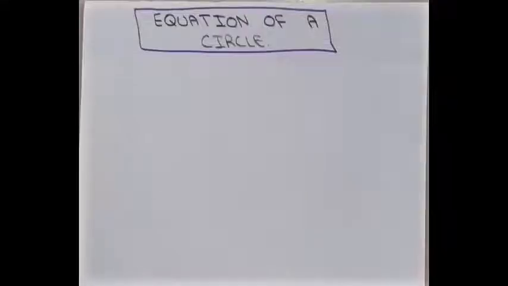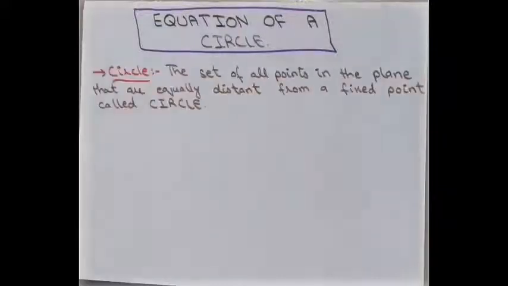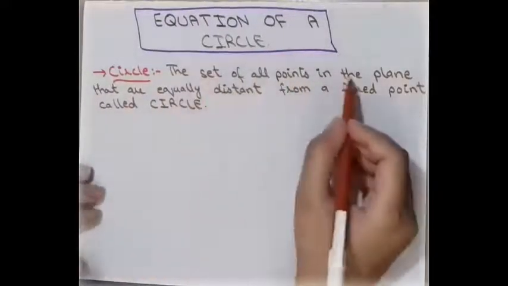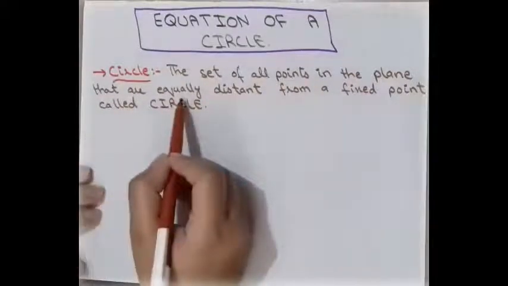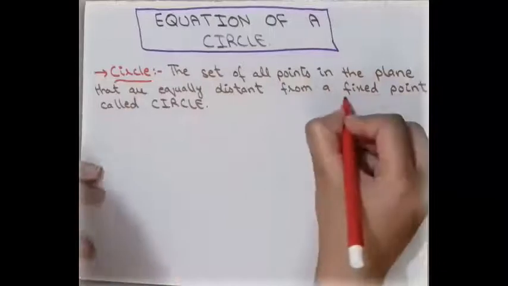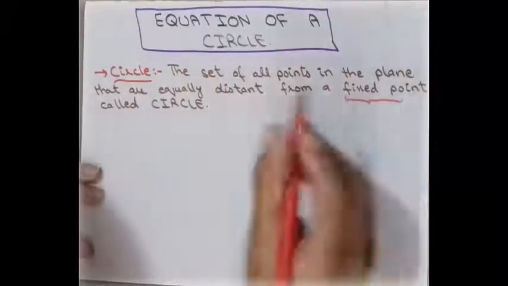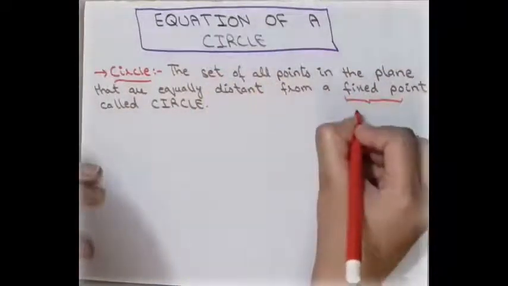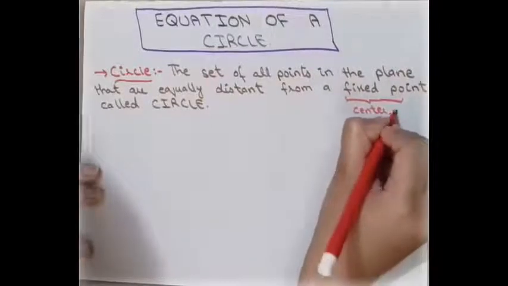Equation of a circle, and also what the standard form equation of a circle and the general form of the equation of a circle are. But before going into this, we must know what a circle is. So check out the definition of a circle: the set of all points in a plane that are equally distant from a fixed point is called a circle. The fixed point in that case is called the center of the circle.